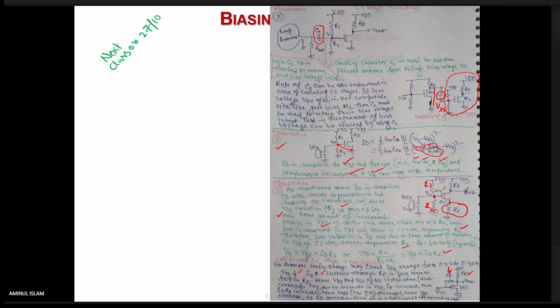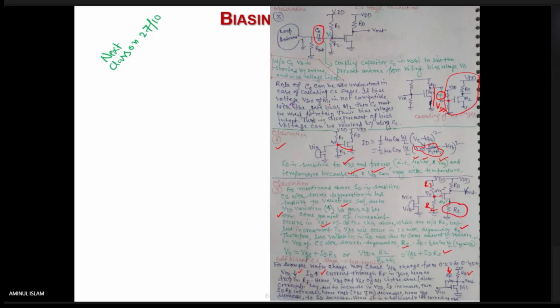If you really use an antenna here, then you have to use a CC coupling capacitor. Otherwise, the antenna will kill your bias voltage, which is generated by the voltage divider.